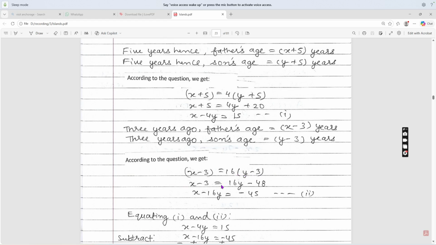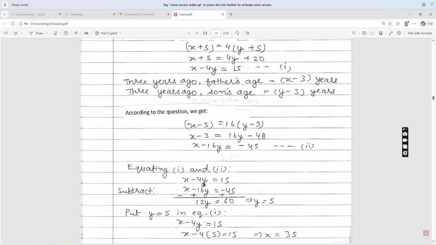Now what we have to do, very simply, we have to open the brackets. So x minus 3 is equal to 16y minus 48. Now it would be shuffled. 16y would be shuffled from the RHS to LHS. So what we are getting: x minus 16y is equal to minus 48 plus 3, that is minus 45. Now we are going to write equation 1 and equation 2 like this: x minus 4y is equal to 15, and x minus 16y is equal to minus 45.